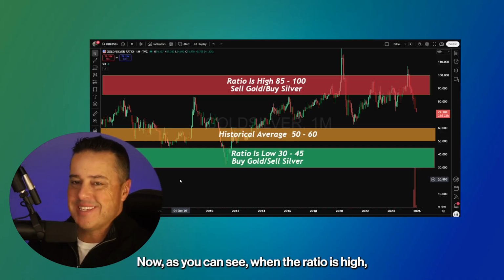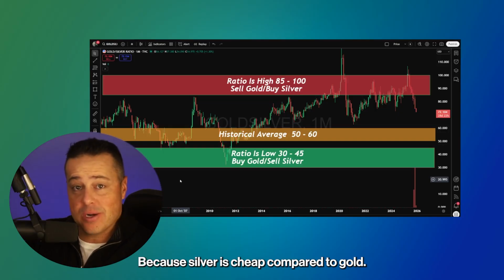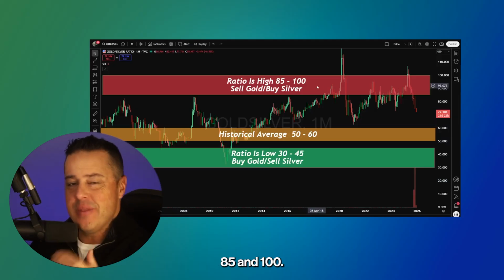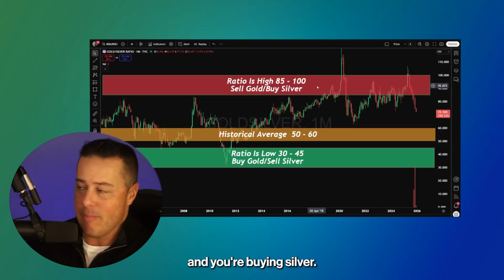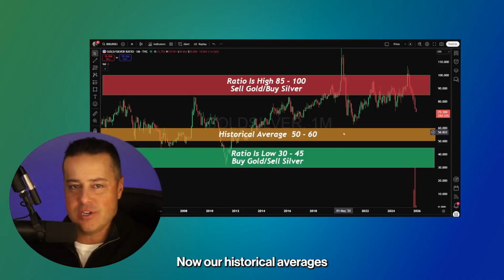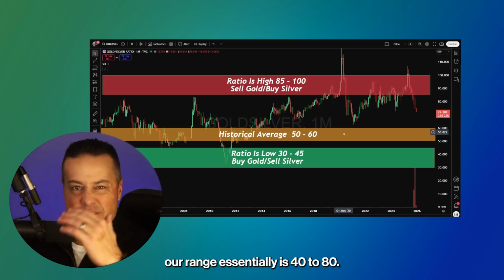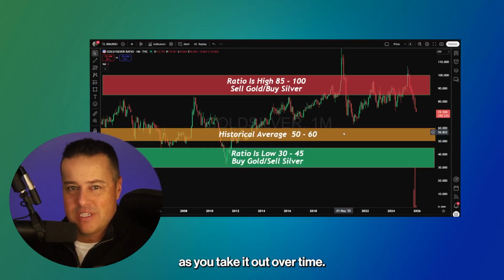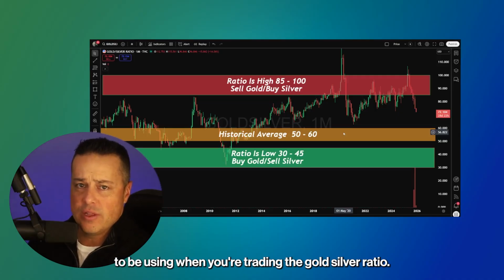Now, as you can see, when the ratio is high, we're looking to sell gold and buy silver. Why? Because silver's cheap compared to gold. So what we're going to do there is look for a ratio between 85 and 100, and essentially that's going to be sort of that position where you're selling gold and you're buying silver. Now, our historical average is right around 50 to 60. Now, we've seen in the last 25 years, our range essentially is 40 to 80. That average gets a little more streamlined as you take it out over time. 50 to 60 is a pretty good general rule of thumb to be using when you're trading the gold-silver ratio.